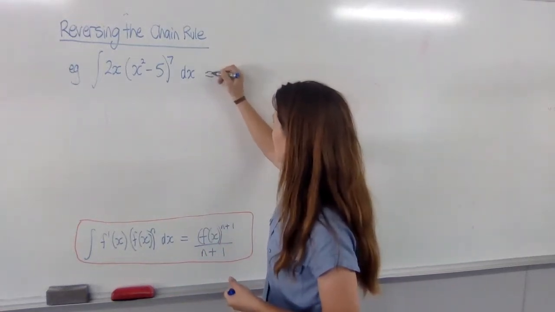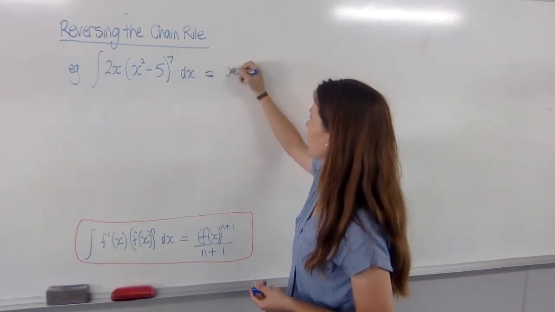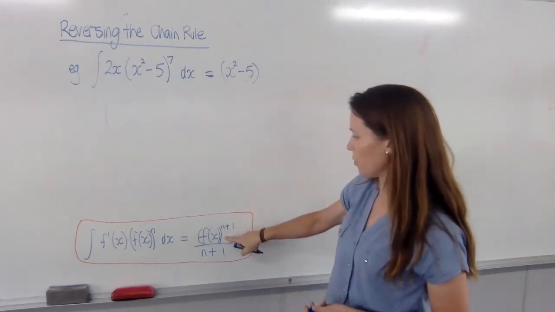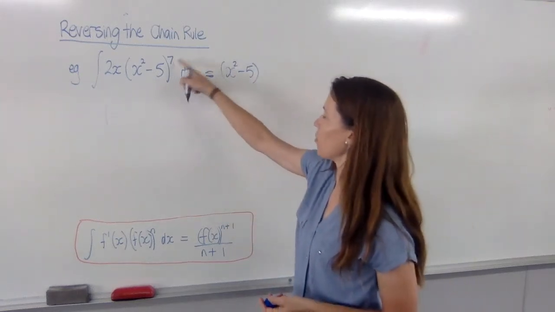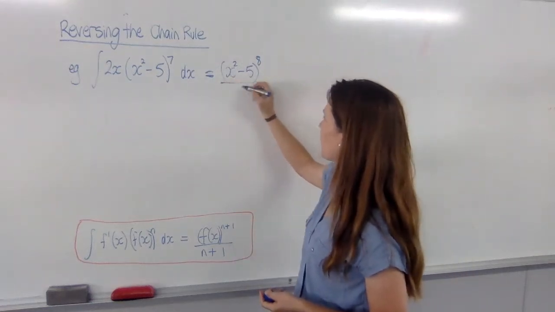So what do we do? Well, we need to put f of x, which is our x squared minus 5, but we need to raise it to the power of n plus 1. So we need to add 1 to that 7 and make it 8. And then we need to divide by the new power.